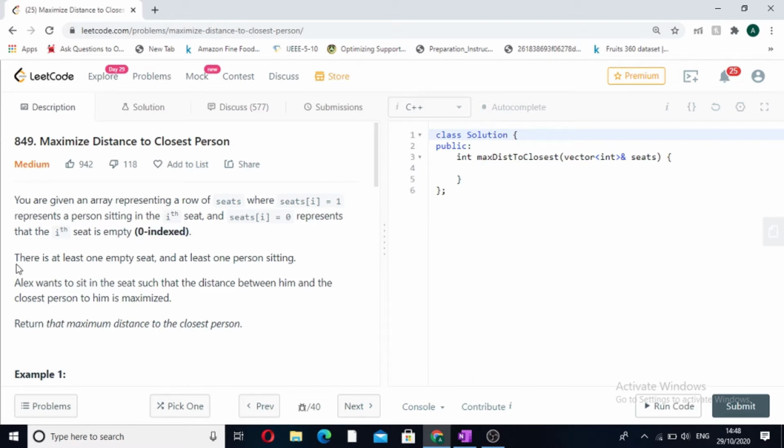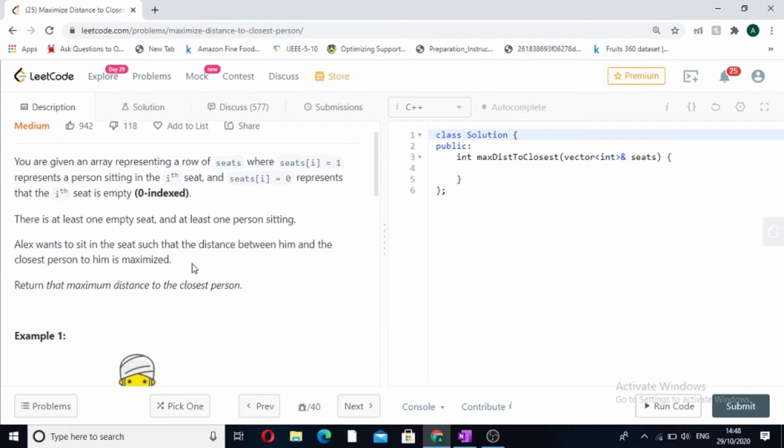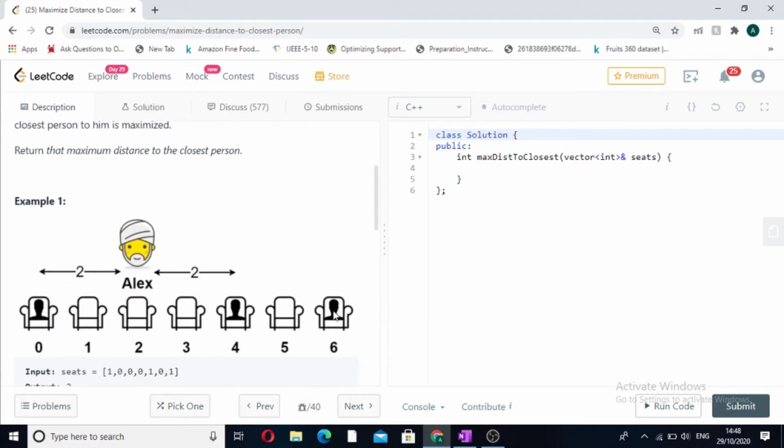So there is at least one empty seat and at least one person sitting in a row. Alex wants to sit in a seat such that the distance between him and the closest person to him is maximized. Now we have to return the maximum distance of the closest person from Alex. So now let's understand this question with the help of an example.